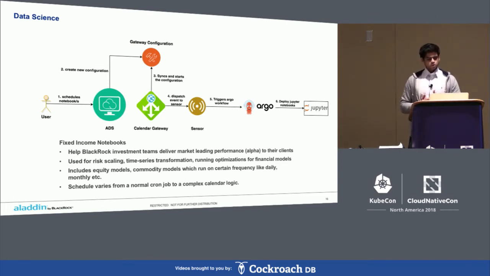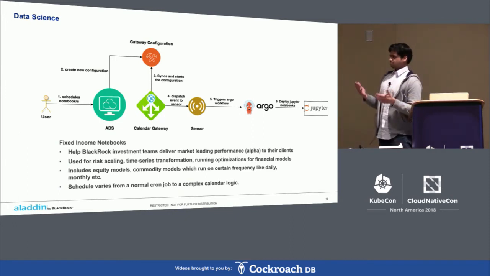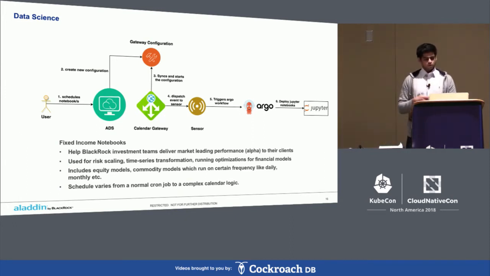So for all these requirements, we use Calendar Gateway and we configure these schedules, but that's not enough because we need to make sure that we follow certain SLAs. So we also configure these gateways with some offsets. So that takes care of the failure scenarios. And once the schedule completes, we use Argo workflows to deploy these Jupyter notebooks.